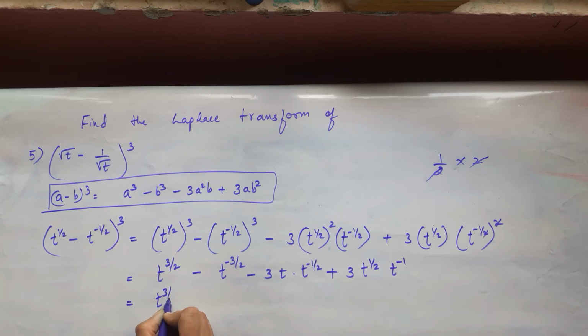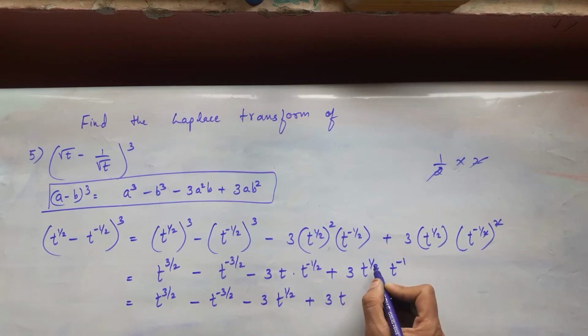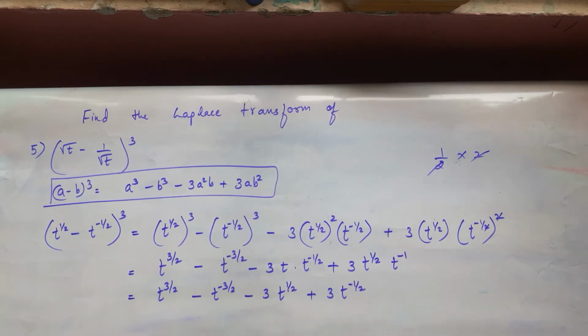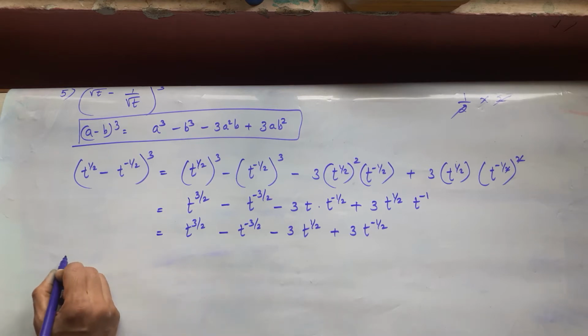Similarly, if you simplify this further, keep the first two terms as it is, and by laws of indices simplify these two. t into t to the power minus half: it is 3 times t to the power 1 minus half, so it becomes plus half. Plus 3 times t to the power half minus 1, it becomes minus half. So this is the simplified form of (t to the power half minus t to the power minus half) whole cube. Now let us apply the Laplace transform.